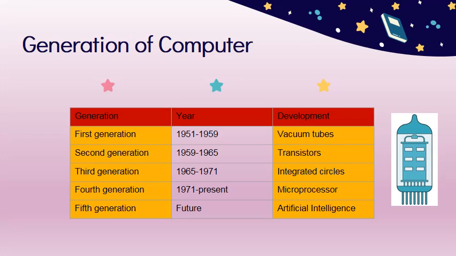The first generation computers were very large, expensive, and required huge amount of electricity. The ENIAC, electronic numerical integrator and computer, was the first generation computer.